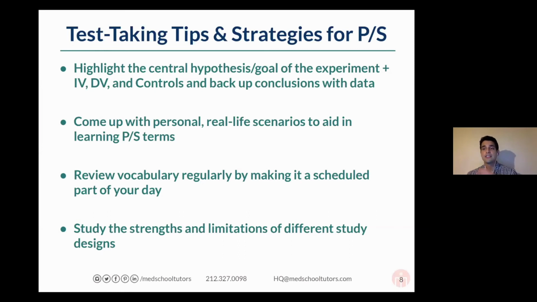For the Psych-Soc section, since a lot of the passages apply to experiments, and this again applies to most science sections, experimental design is a major thing that's tested on this section. You always want to highlight the central hypothesis or goal of the experiment in the passage every time you see it, but you also want to highlight the independent variable, that's IV, the dependent variable, that's DV, and the controls as well. You want to have a great understanding of those four key things. And then for whatever conclusions are presented in the passage, you want to always make sure they are backed up with data. And look at that with a critical eye, right? Because don't take what's presented in the passage as absolutely true.